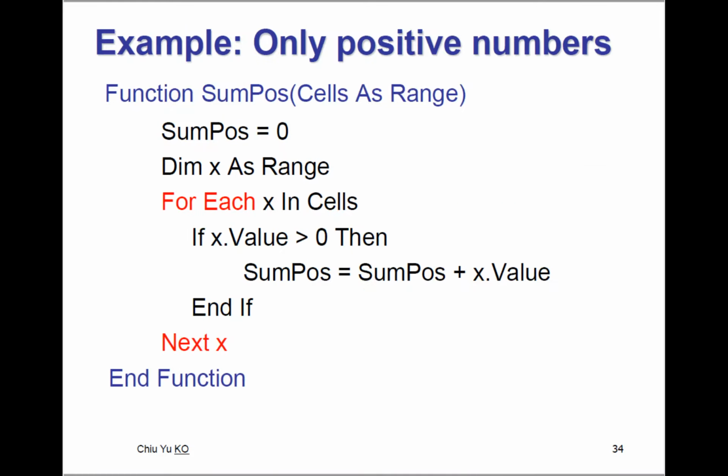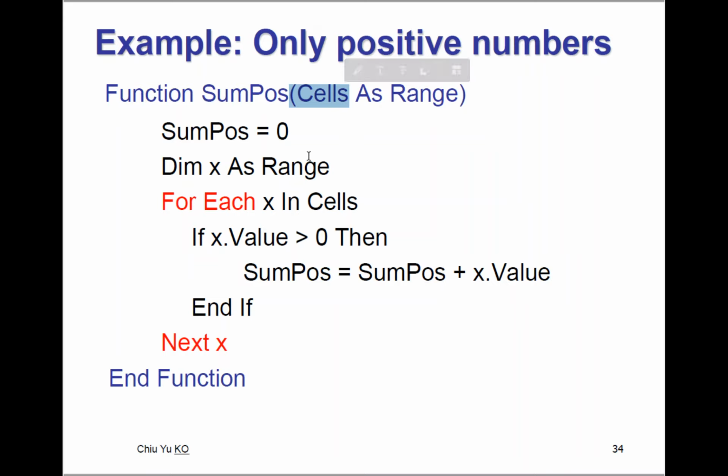And then next is positive numbers. Okay, so let's see how we do it. So here I have a function that only calculates the sum of positive values. What we do, we have an initial value of 0, and I set X as a range, and for each X in the cells, so cells is the input. The input is a bunch of cells, basically all the cells.